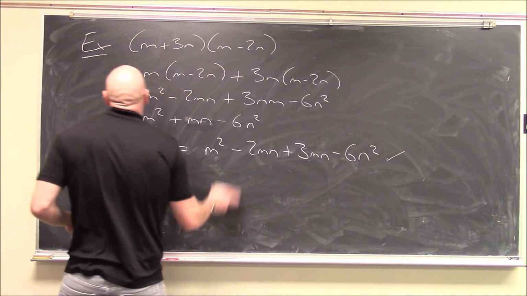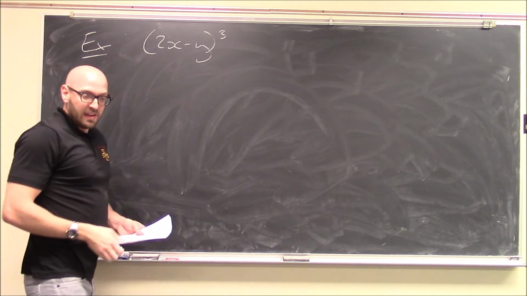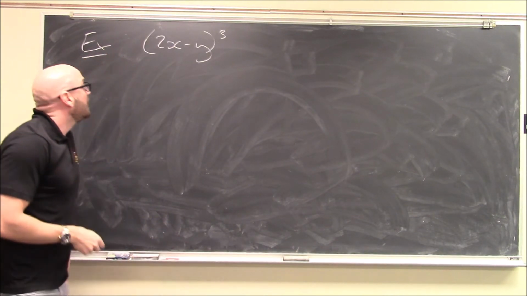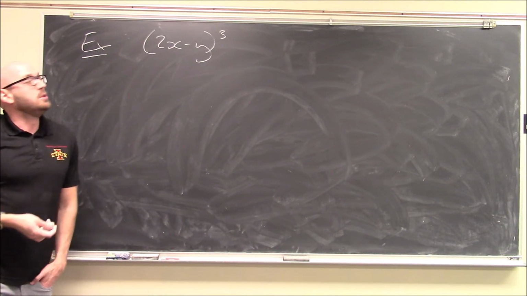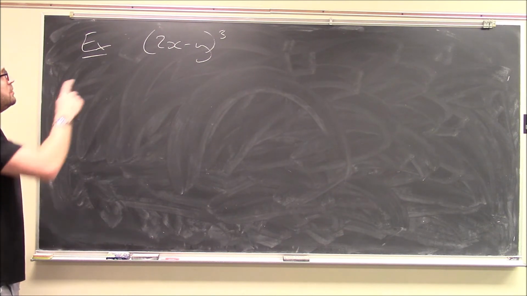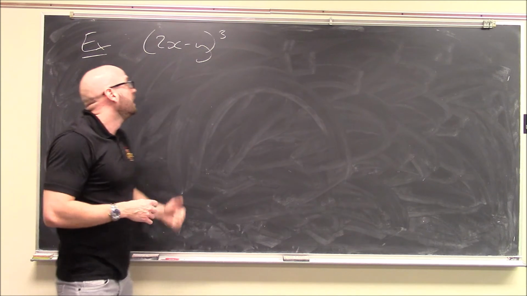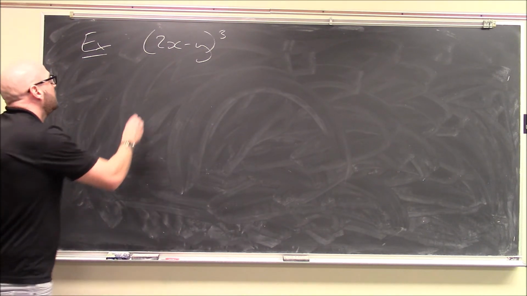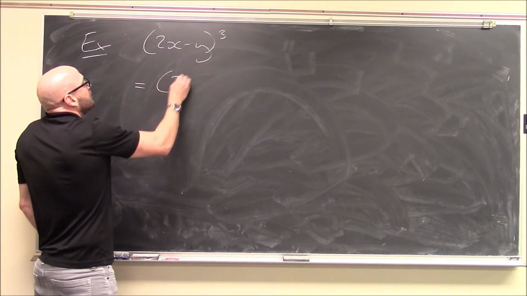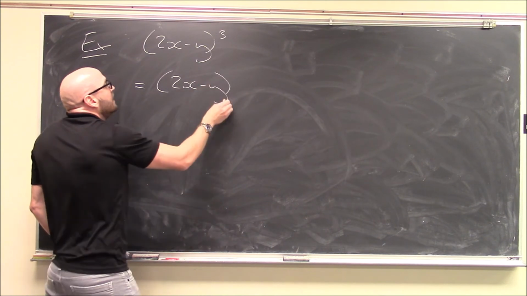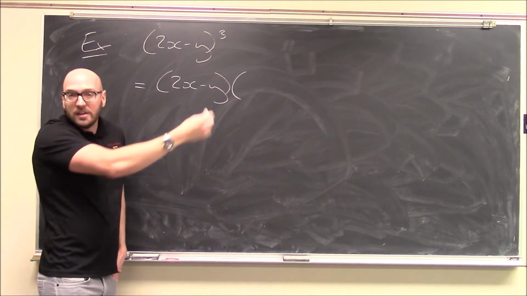Let's do one more example. And if you haven't cubed anything in a while, this should remind you of how to cube stuff. So if I said (2x minus y) squared, you'd probably remember how to square, that's just FOILing. How do you cube stuff? Well, what this really means is this is (2x minus y) times (2x minus y) times (2x minus y).